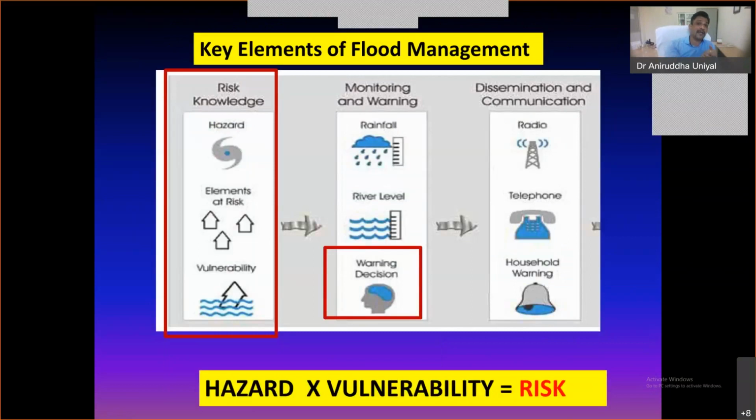Power supply lines we can map through LIDAR and drones, not with satellite images. And all this information will help us in knowing the vulnerability of our infrastructure. And hazard we can know by mapping the flood-prone areas, and hazard and vulnerability lead to risk. So risk mapping can also be carried out.